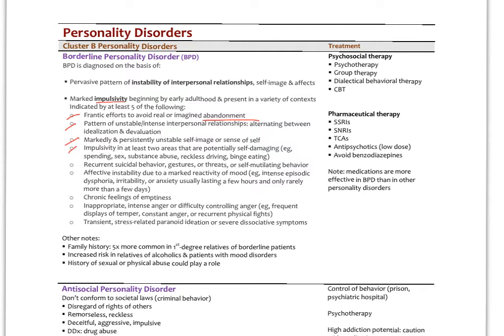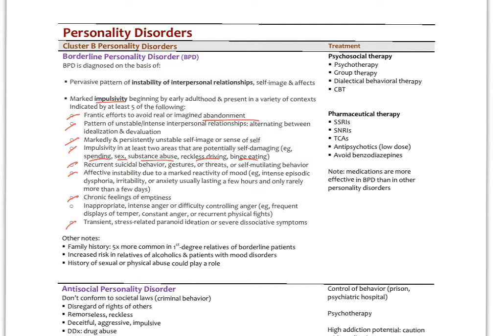Impulsivity in at least 2 areas that are potentially self-damaging. So spending, sex, substance abuse, reckless driving, binge eating. Recurrent suicidal behavior, gestures or threats, or self-mutilating behavior. Affective instability due to marked reactivity of mood. So very intense episodic dysphoria, irritability, or anxiety, usually lasting a few hours, only rarely more than a few days. Chronic feelings of emptiness. And there's inappropriate, intense anger or difficulty controlling anger. So you usually have these big outbursts of temper, constant physical fights, and transient stress-related paranoid ideation or severe dissociative symptoms can occur as well in some patients.